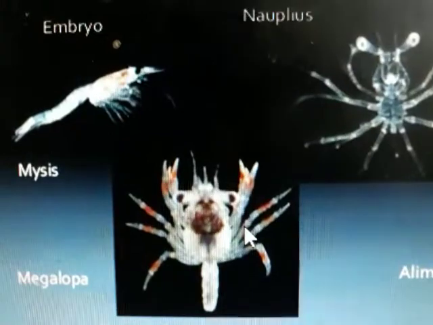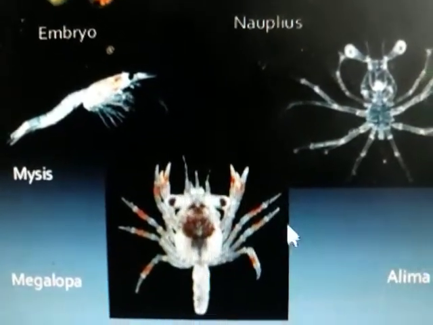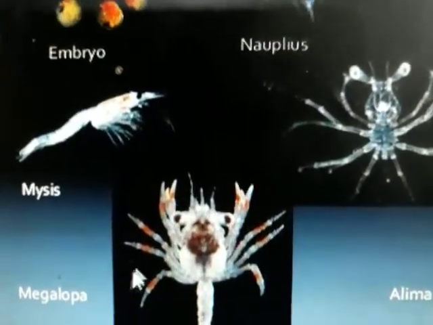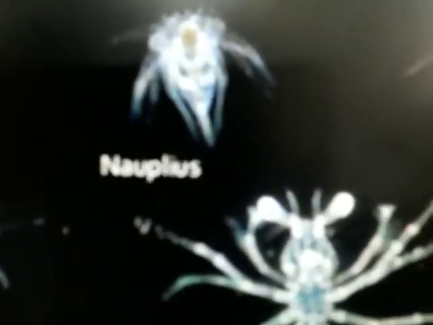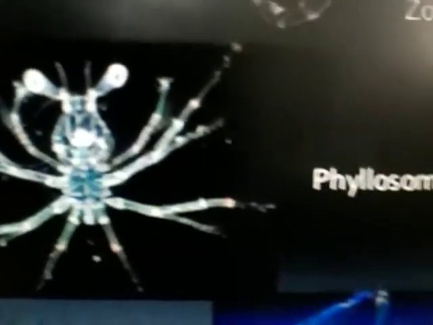This is Megalopa. This is the abdomen. These are arms, legs, and this is Mysis larva. So these are the crustacean larvae: Nauplius, Zoea, Phyllosoma, Megalopa, and this is Mysis.